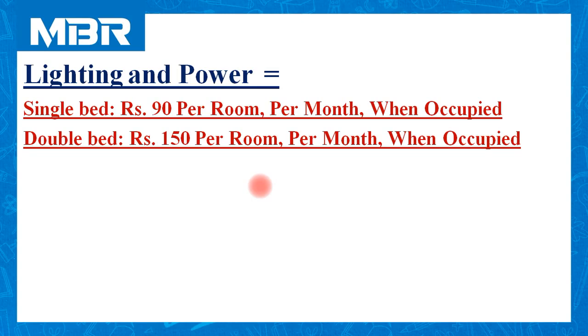Specifically, nowadays the hotel industry has a different system. When you keep your keys out of the dedicated space, automatically everything is off in the room. So we are not supposed to pay expenses on lighting and power throughout the year. So it is applicable when occupied, and we have occupancy rate as well in our question.